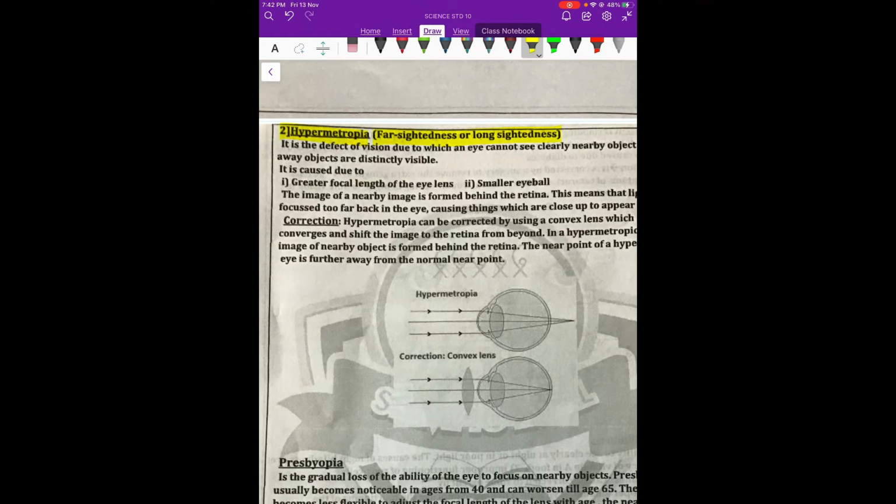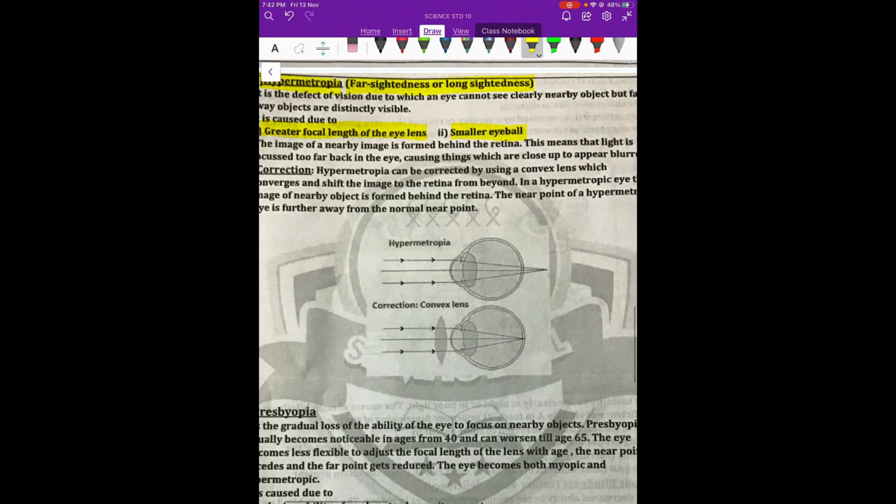Now this is caused due to a greater focal length of the eye lens. So what happens if the focal length is greater? Whichever objects are far off come into focus and are distinctly visible. Because the focal length is more, objects which are near cannot be focused clearly and cannot be seen clearly. The second reason is a smaller eyeball. In this case, the image is formed behind the retina, it goes far back, and that is the reason the person cannot see things which are nearer to him.